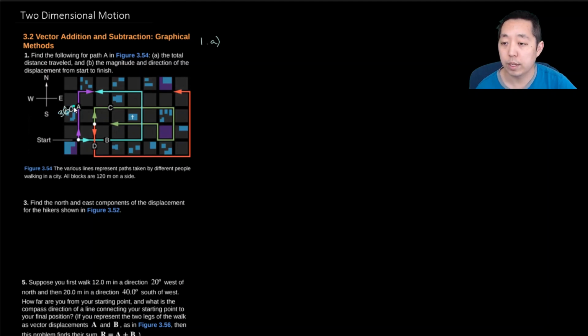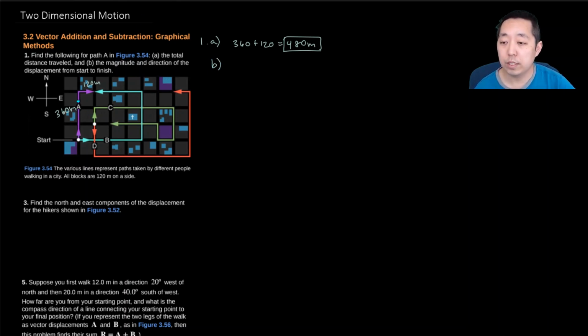360 meters this way, right? Because it's 3 times 120. Let me rewrite that as 360 meters. And then it goes over 120 meters. So the distance traveled is you just add along the path. So the distance traveled is 360 plus 120, and that's 480 meters. Okay. So that is the distance traveled. So 480. B, the magnitude and direction of displacement from start to finish.